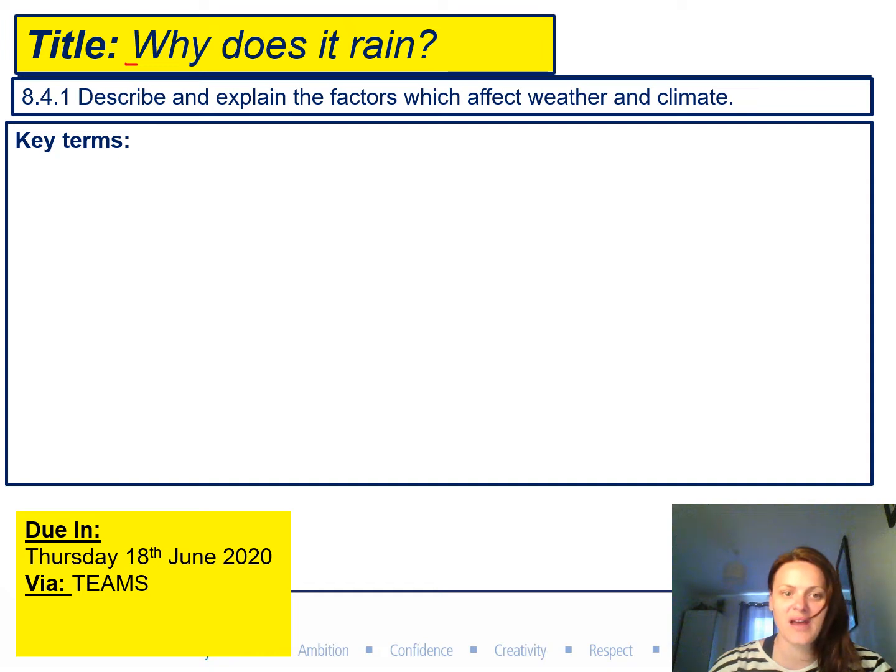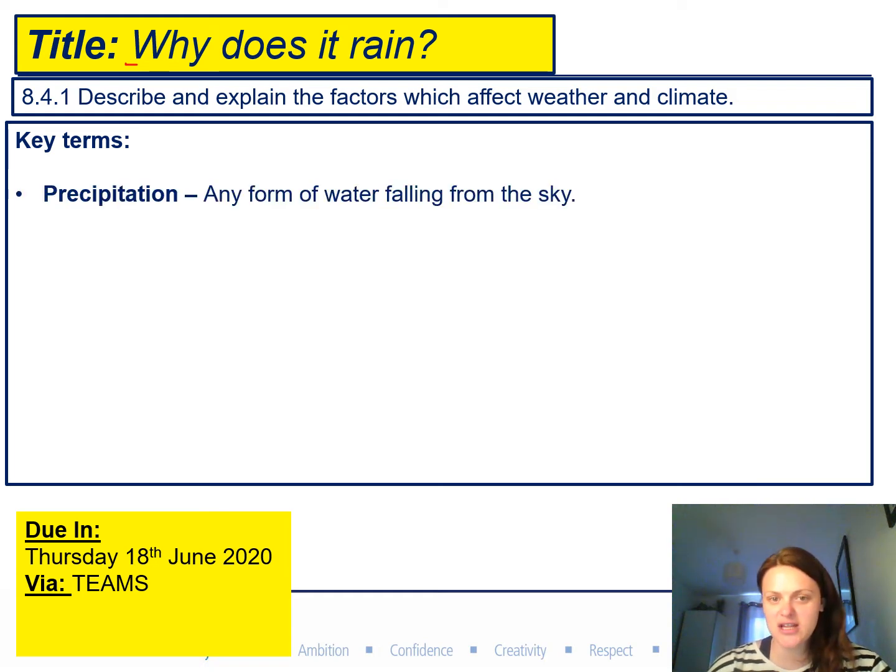So what I'd like you to do, once you've written down the title, is to look at the key terms and write down their meanings, as you will need these as we go through the lesson. So, first key term, precipitation. Now this means any form of water that falls from the sky. So it can be rain, the obvious one, snow, sleet, all of those things that fall from the sky.